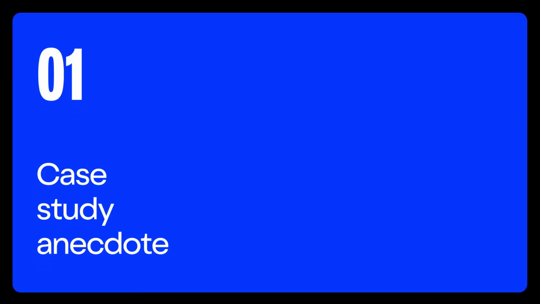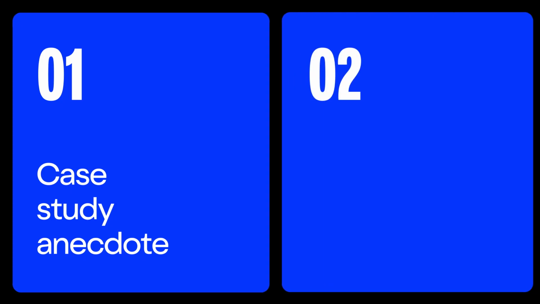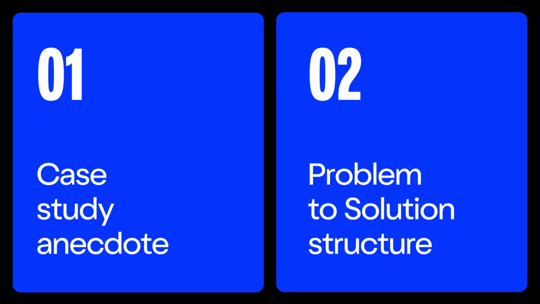And there are really only 2 formats that actually work. The first one is the short case study told as an interesting anecdote, which is what I covered in my previous video. If you haven't seen it, go check it out after this one. The second one is using a storytelling structure to organize your whole message. Specifically, the structure that moves from a problem to a solution. And that's what we're going to talk about today.